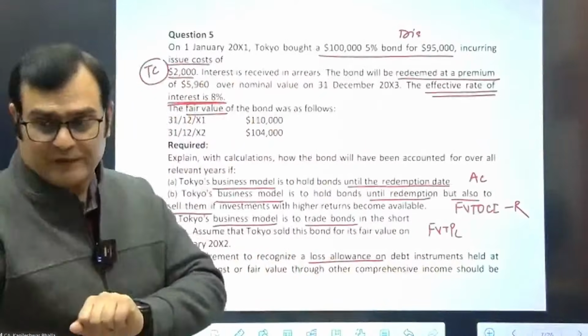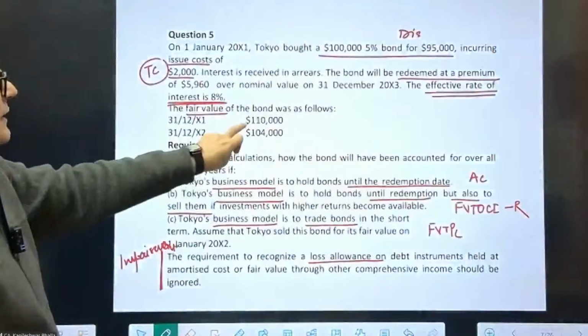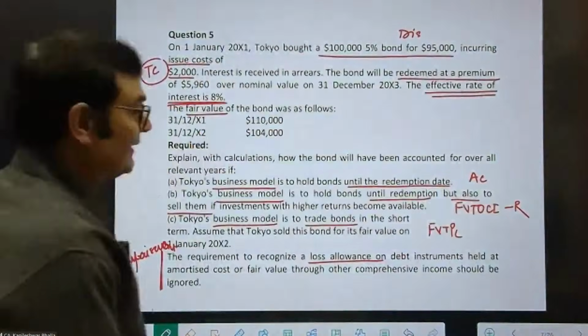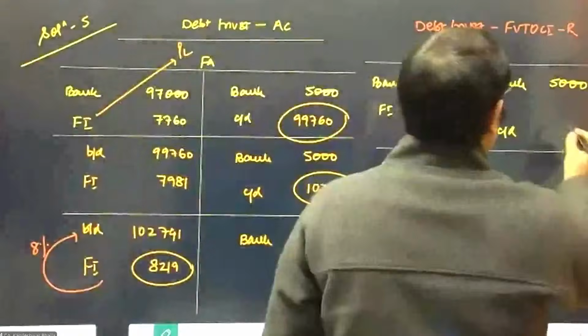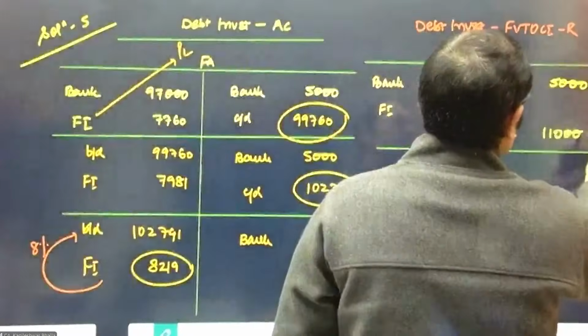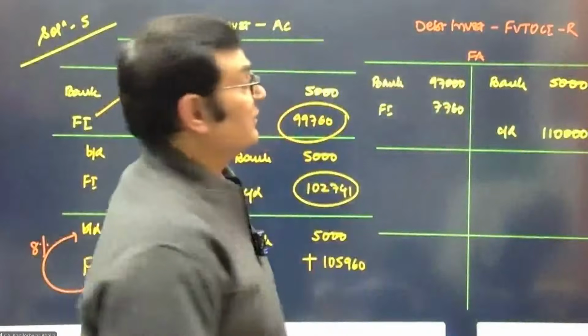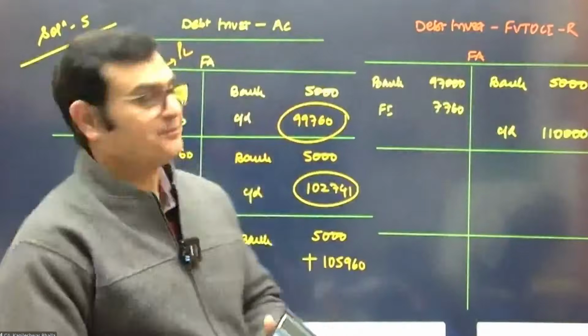Perfect. Wonderful. So we can say that this is the fair value, 1,10,000. So we consider this as 1,10,000. And where will you take the differences in the ledger account? Fair value changes.